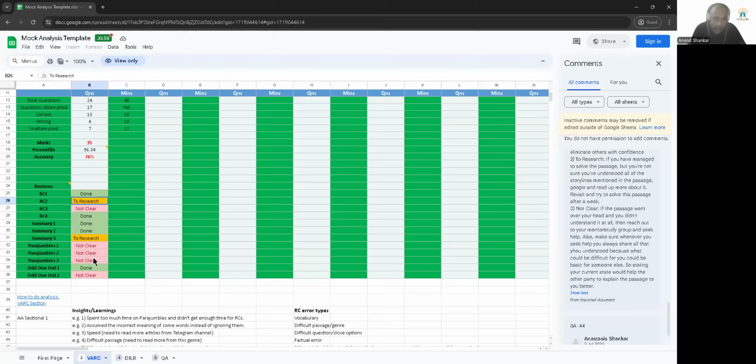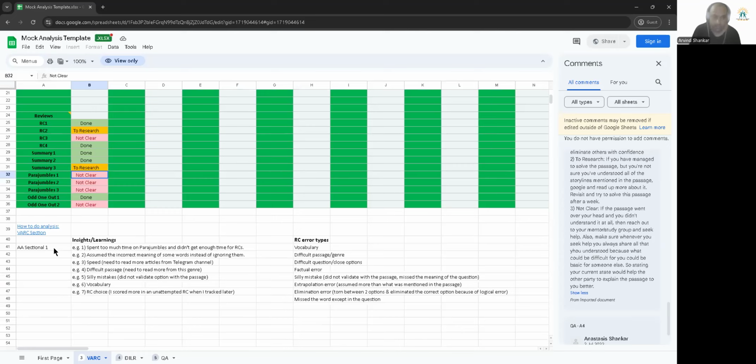Okay. And then parajumbles, odd one out, summary, to research. Even in summaries, you can come across beautiful words that you have previously no idea of. Parajumbles, you may not necessarily understand what is happening. Now, after that, let's say for your A sectional one, I put down some insights or learnings. You will of course edit it as per your preference. Spent too much time on parajumbles, didn't get enough time for RCs.